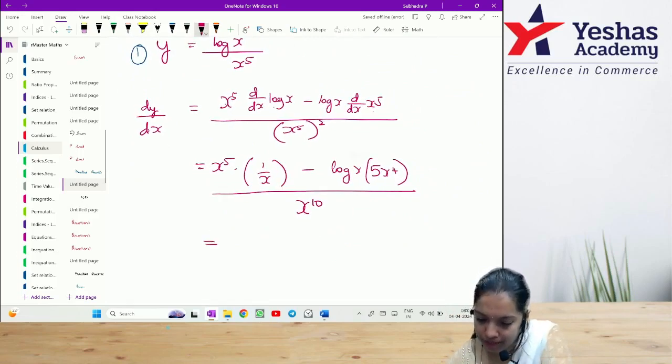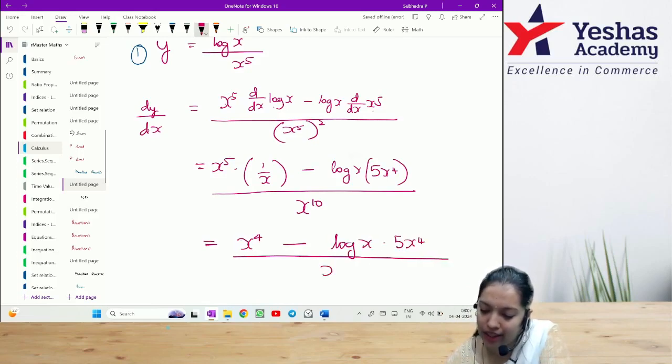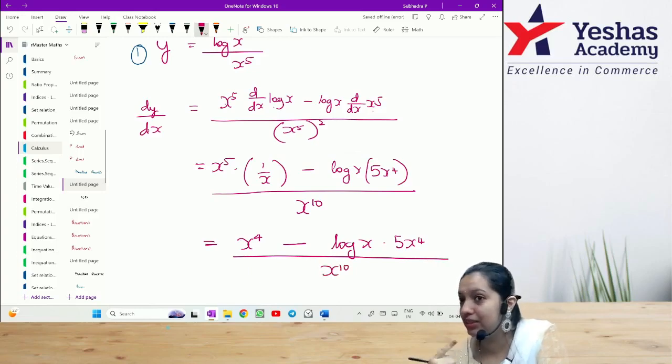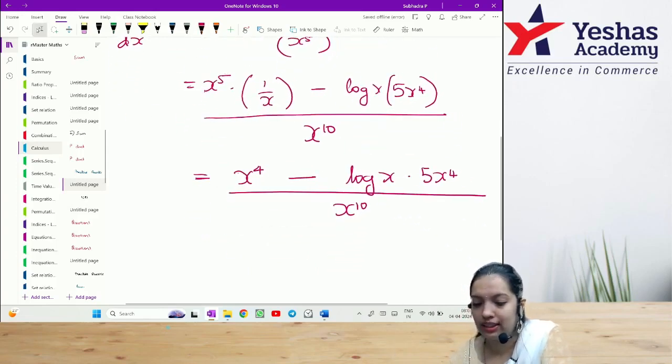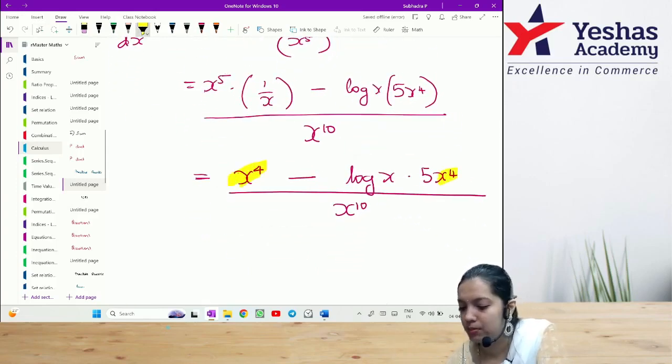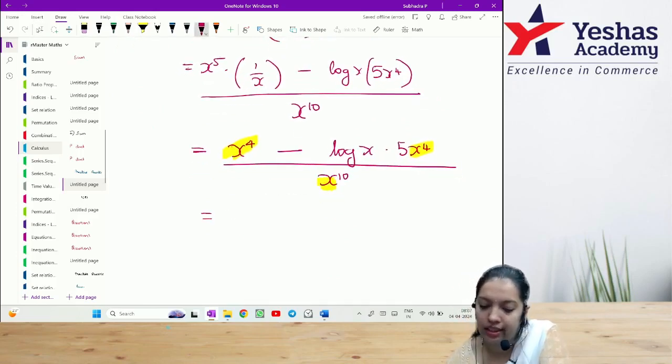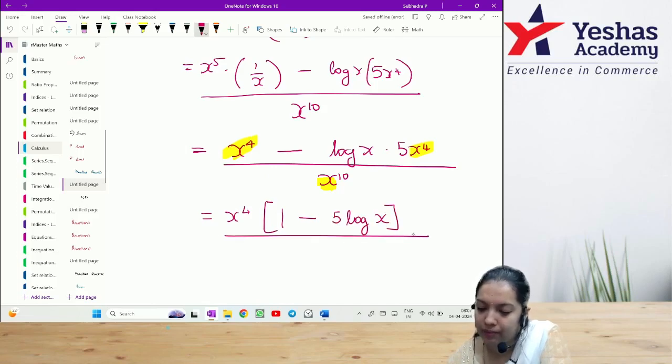Next step, look: x power 5 divided by x, so 1 x is getting killed. You have x power 4 minus log x into 5x power 4 divided by x to the power 10. I can take something as common. What is it? x power 4. Let's take that as common. x power 4 goes outside. You have 1 left out, minus 5 into log x divided by the rest.